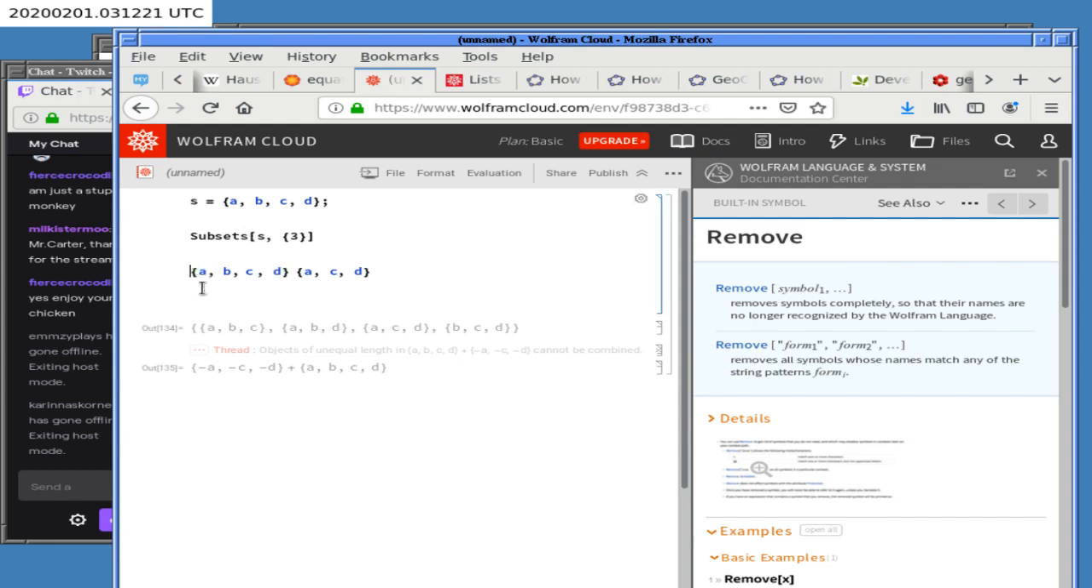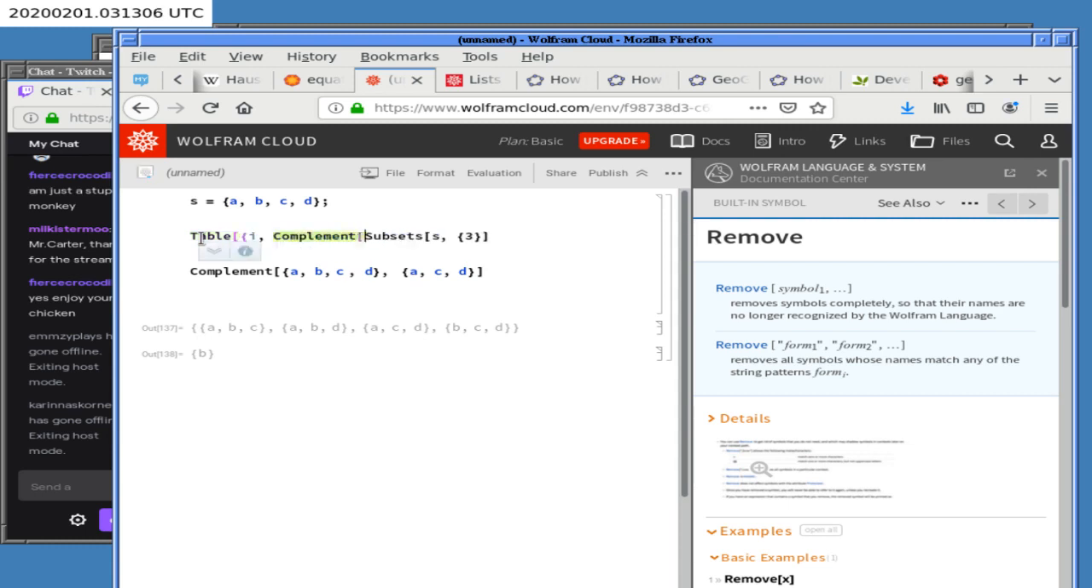Complement of ABCD with ACD. I might have this backwards. Okay. So what we could do is we could have a set. Yes, we could have the whole set complement off each of its subsets. So we could get a table of I followed by the complement.